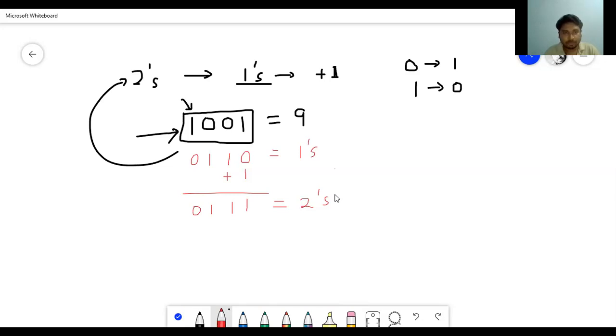Here one problem arises. We are taking this number 9 as 1001, so here we are not putting the sign bit. We are not taking this as a sign bit. If you are taking it as a sign bit, the actual number is 001.